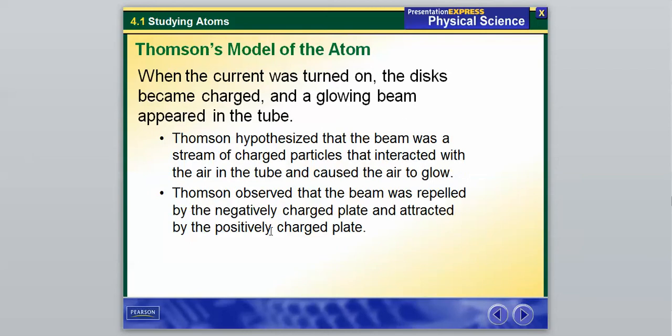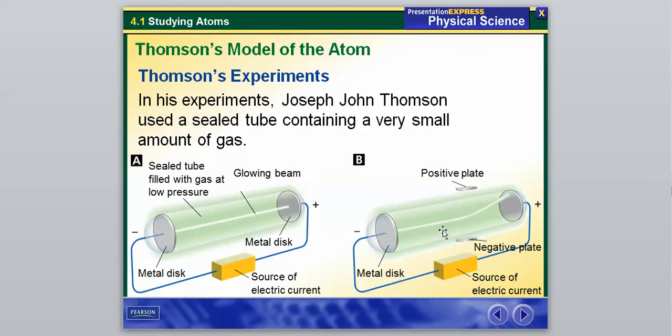And he observed that the beam was repelled by the negatively charged plate and attracted by the positively charged plate. So that's where we go over to the picture on the right. We put the positive plate up here, he put the negative plate down there, and as we can see, this beam of light bends away from the negative plate. It wants to come up to the positive plate. So hopefully we can see that there.